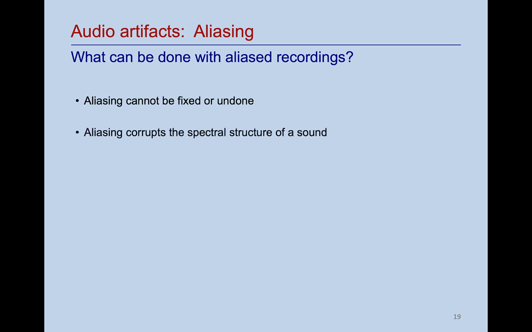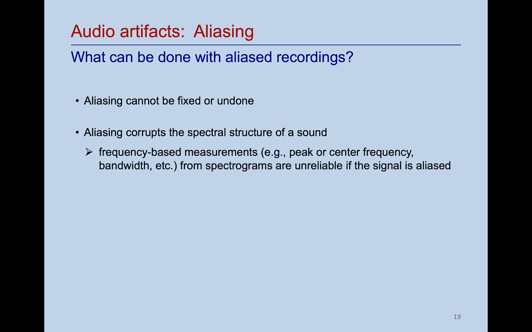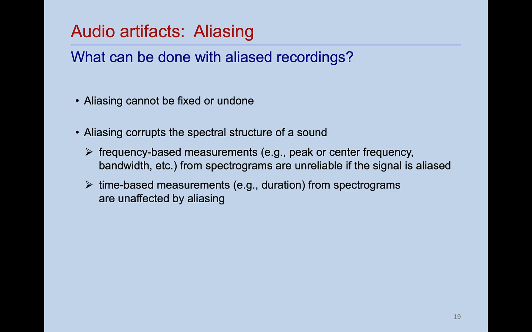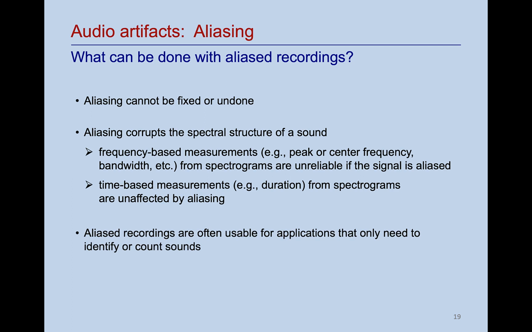Aliasing, like clipping, corrupts the spectral structure of a sound. So, as with clipping, that means that frequency-based measurements, such as peak or center frequency, bandwidth, and so on, are unreliable for aliased signals. On the other hand, time-based measurements, for example, durations of sounds made from spectrograms, are unaffected by aliasing. If your main interest in working with recordings is to identify or count particular sounds, often you can do that just fine with aliased recordings as long as you can still recognize the types of sounds that you're looking for in the spectrogram.